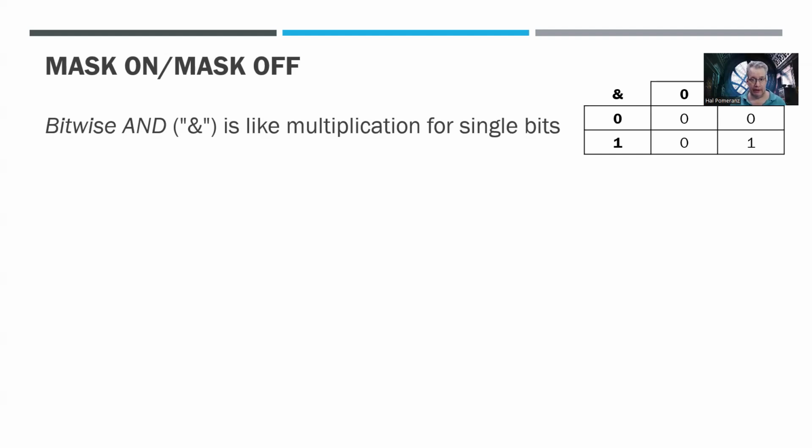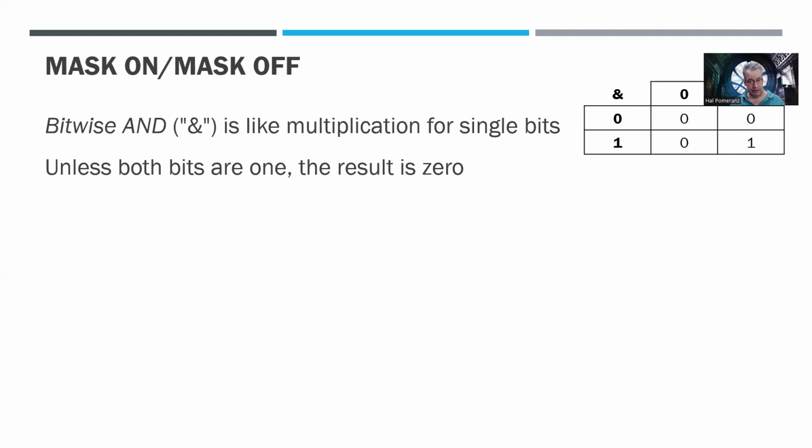There's 0 and 1. Anything times 0 is 0. So 0 times 0 is 0. 0 times 1 is also 0. 1 times 0 is 0. The only one in the whole chart is 1 times 1. So only if both bits are a 1 do you get a 1 back. Think of it like multiplication. Anything times 0 is 0. 1 times itself is 1. Okay, cool.